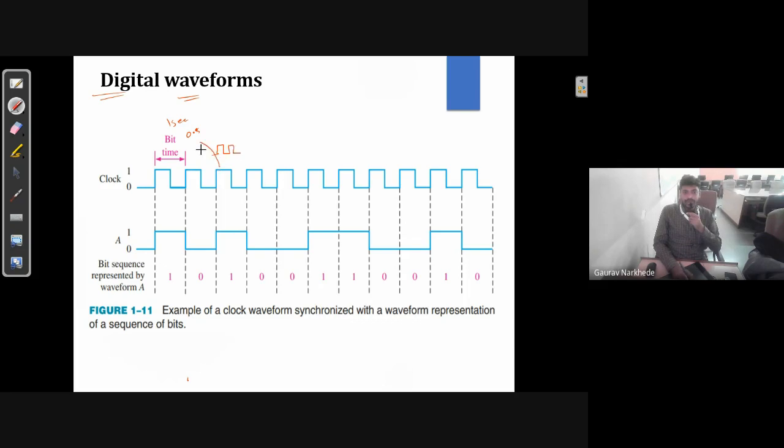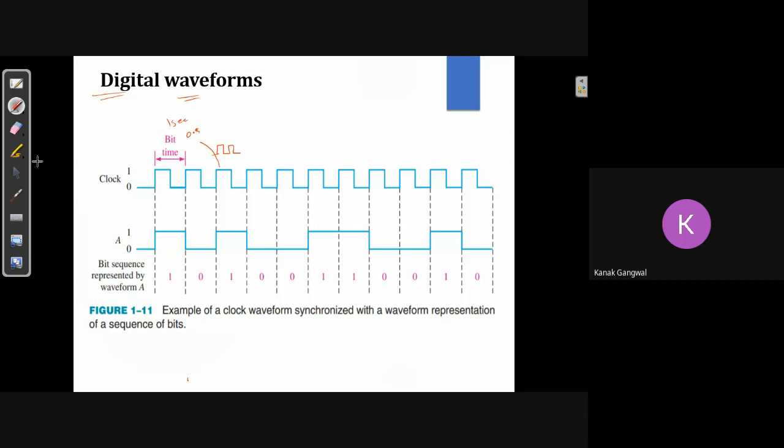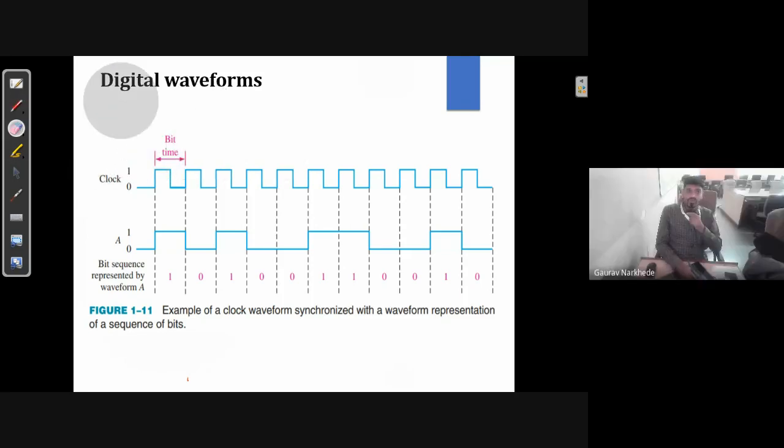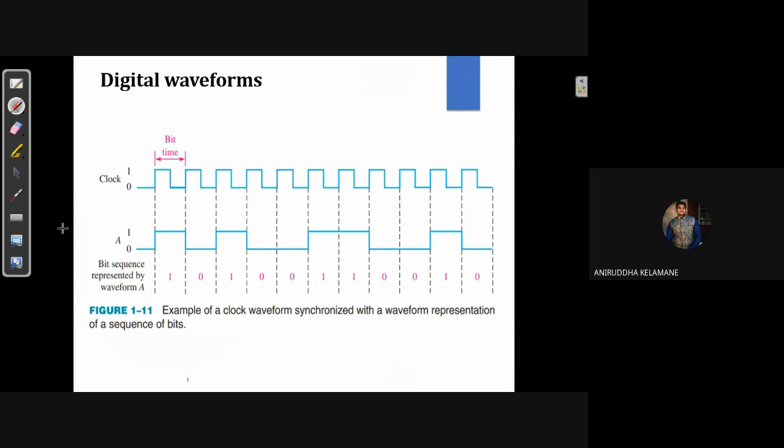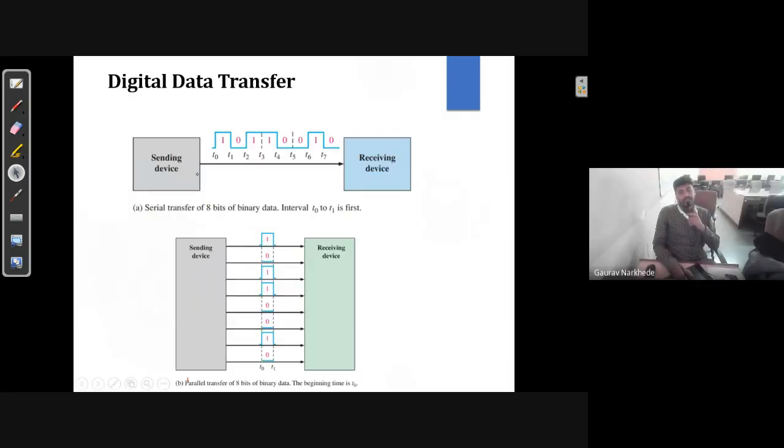मतलब इससे डबल स्पीड हो गया ना. Yes, sir. So we are looking towards the clock speed. So समझ में आ रहा है? Clock will always give a reference signal. Yes, no? Yes, sir. Okay. So these are nothing but the digital waveform.